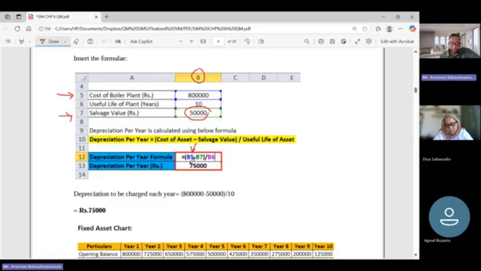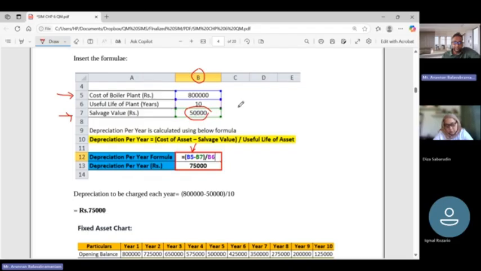So B5, you are instructing Excel, so you have to type equal to. You want to calculate the depreciation per year formula, just have to type equal to B5, open bracket, B5 minus B7. You can even try this later when you have the time. You can just type it in Excel, then you can do this exercise. So B5 minus B7 divided by B6.